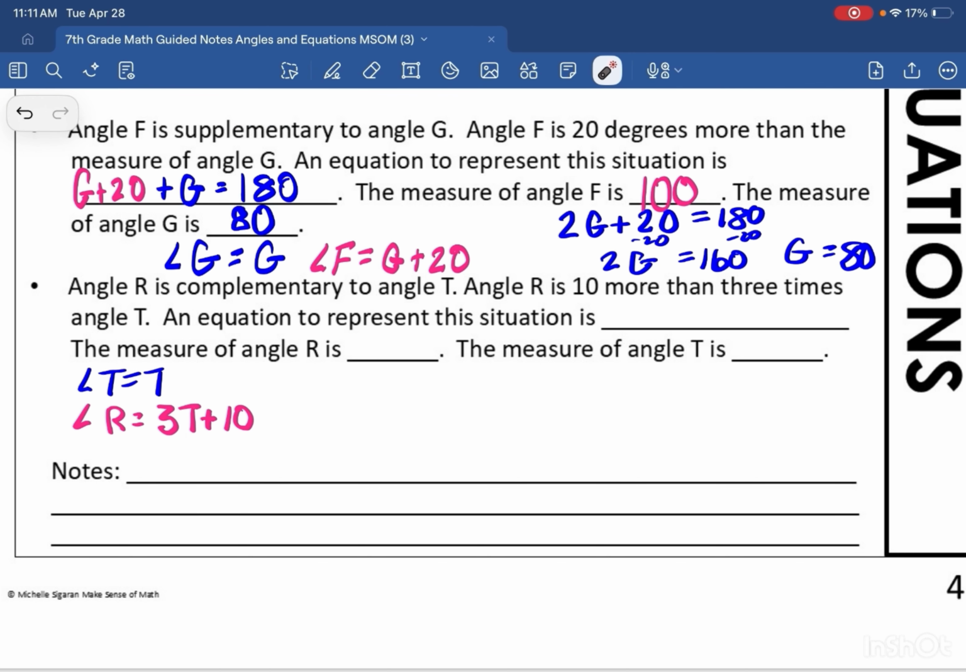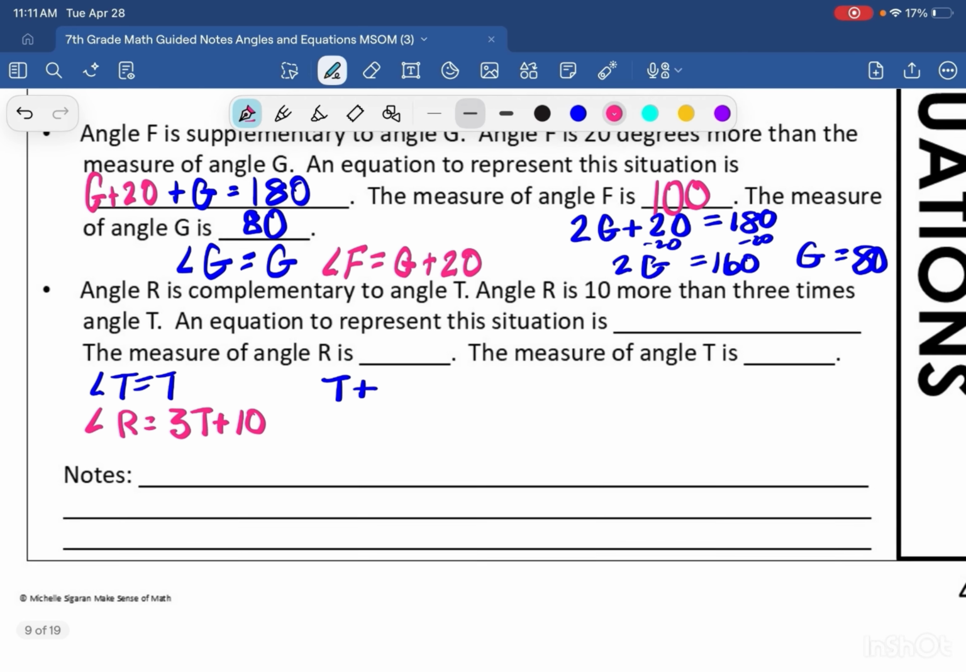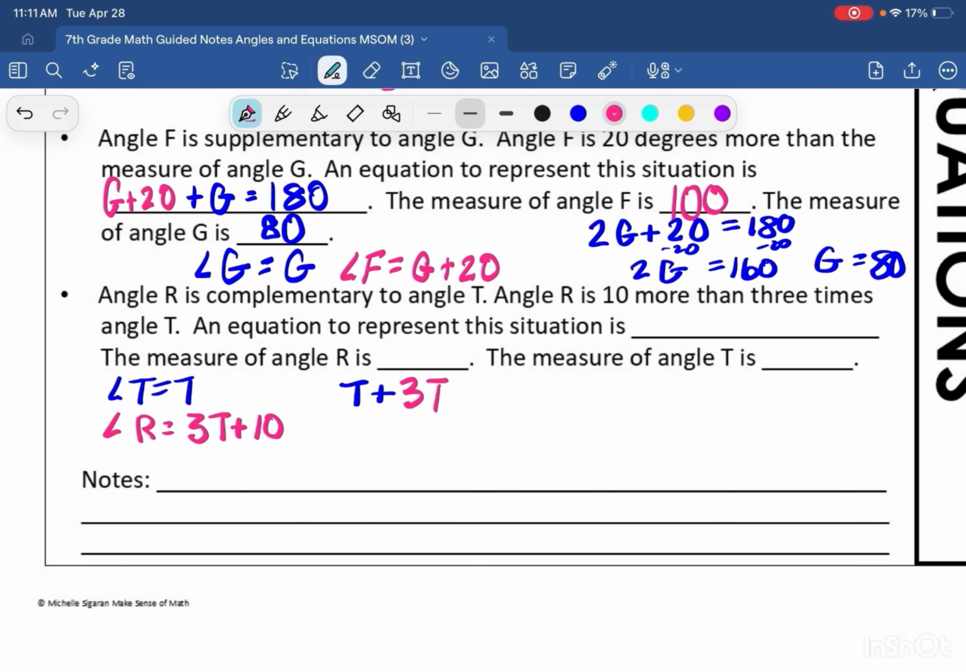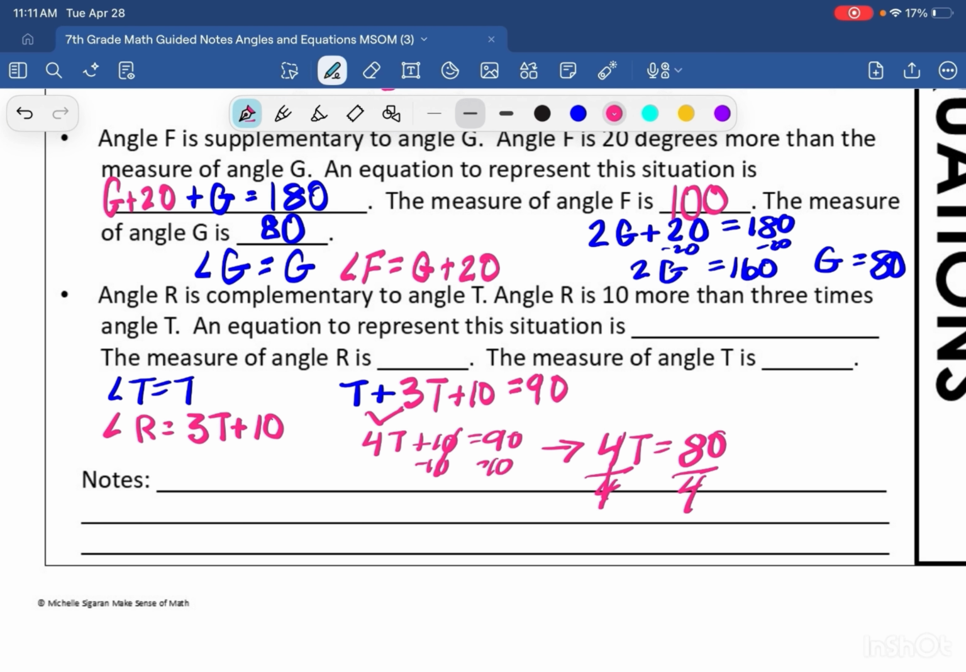And it tells me that they are complementary, so they have to be equal to 90 degrees. So let's write this up. We have T plus my R, which is 3T plus 10, has to equal 90 degrees. Let's do some simplifying. That gives me 4T plus 10 equals 90, minus 10 from each side. Over here, I have 4T equals 80, divided by 4 from each side. I get T equals 20, right? Measure of angle T is 20.